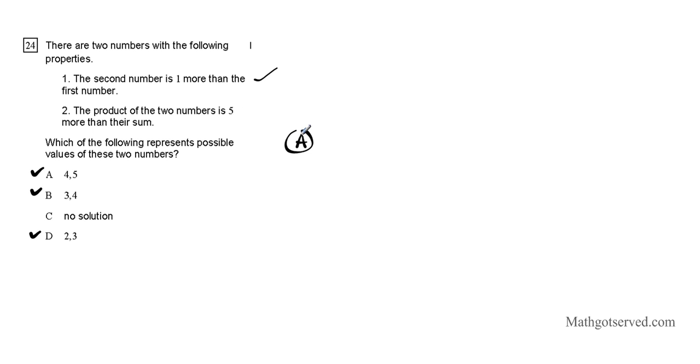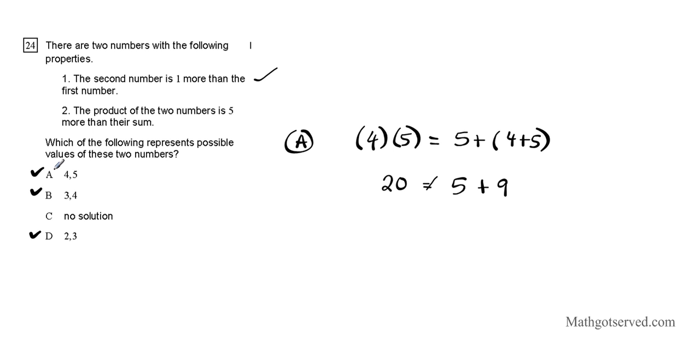So let's try option A. It says the product of the two is 5 more than your sum. So the product of the two, which is 4 times 5, equals your sum plus 5. So 4 plus 5. So is this true or false? 5 times 4 is 20. Is 20 equal to 5 plus 9? No, that's wrong. So A doesn't work.